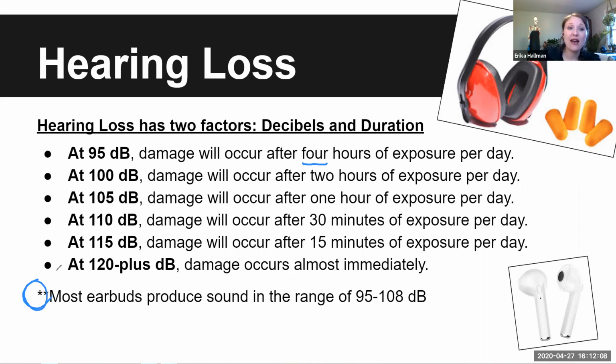If you look down here at this little asterisk, most earbuds will produce sound in a range of 95 to 108. So think about your AirPod or your earbuds and bumping the volume so far down that you can just kind of barely hear the music. That's 95 decibels. And that means that if you listen to your music that low for 4 hours, you're getting hearing damage. Bump that up 5 decibel levels, to 100 decibels. So now we're kind of at the mid-range of what your AirPods or your earbuds, whatever you call them, can do. If you listen to 2 hours of music at that decibel level, you're experiencing hearing loss.